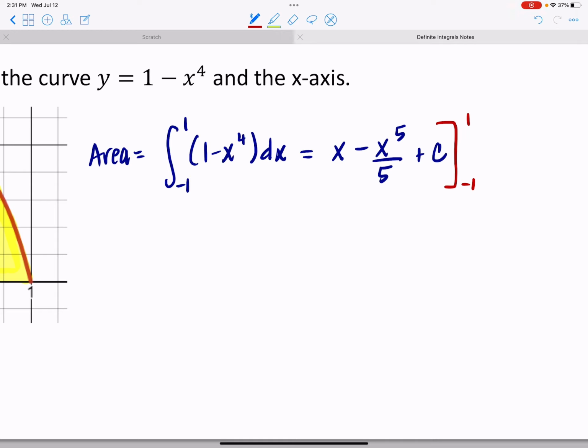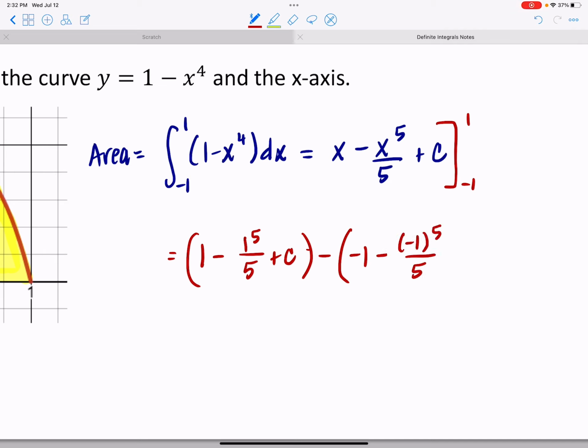So I'm plugging 1 in there, and I'm plugging 1 in there, and we're going to end up with 1 minus 1 to the 5th over 5 plus c, and then we're going to subtract when we evaluate at -1. So we're going to plug in -1 minus a -1 to the 5th divided by 5 plus c. And then just be careful with your math, that's all. So this is going to be 1 minus a positive 1/5 here plus c.